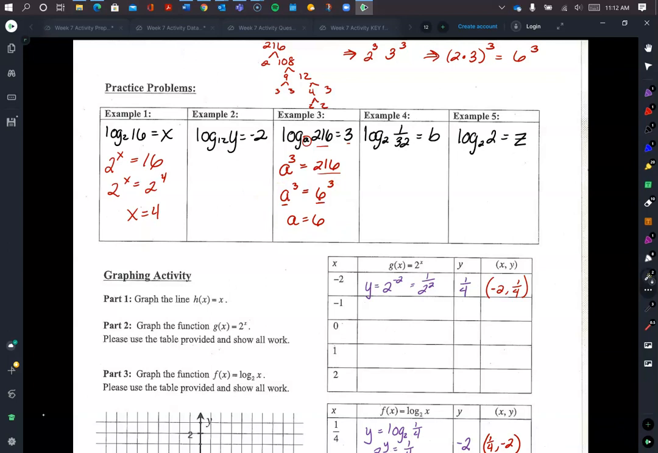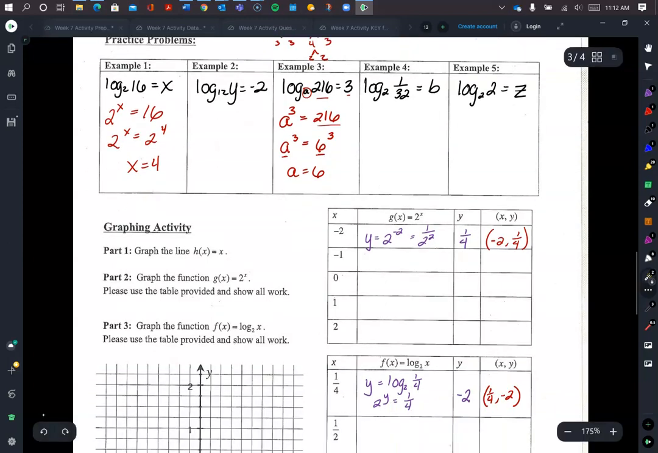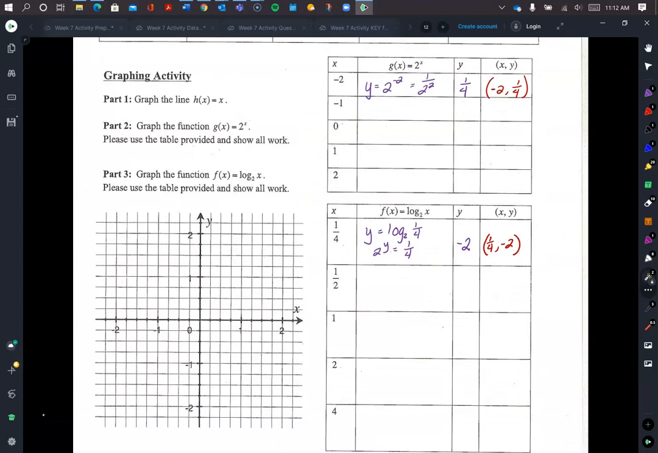The next thing you have is a graphing activity. And you've done a lot with graphing. So you can graph the line h of x equals x. So that's just the same as y equals x.